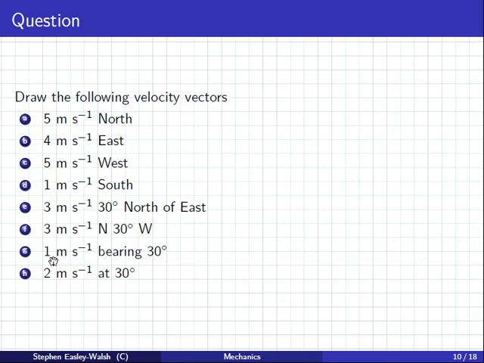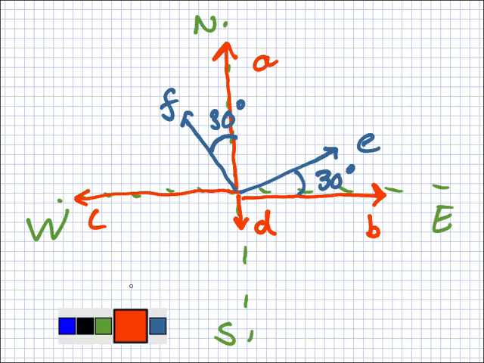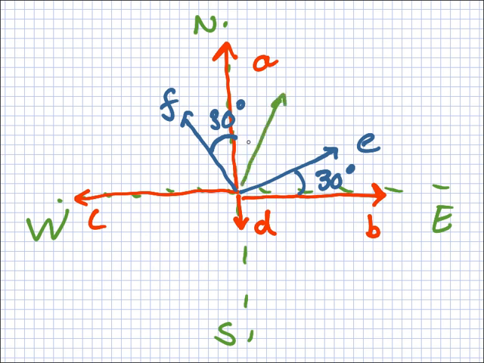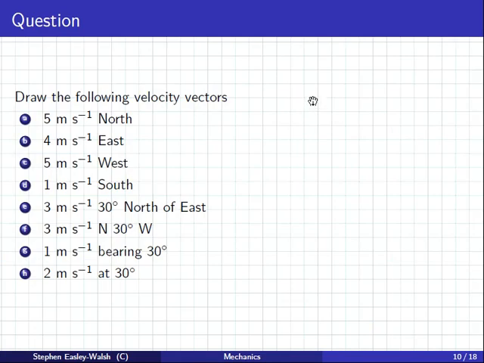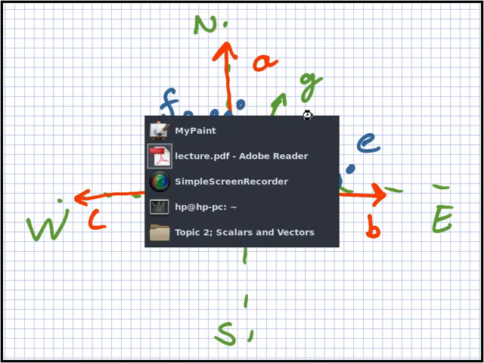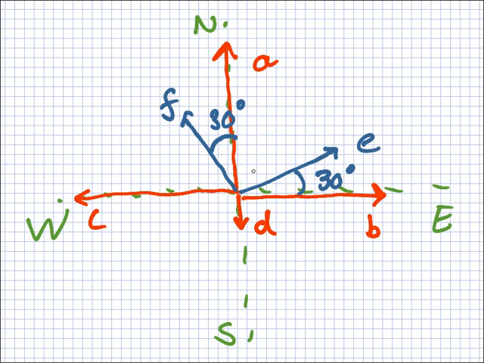Now, what about this one? Bearing 30. It's 30 degrees, so you start at north, and which way do you turn? To the right, very good. This is a bearing. Bearings measure from north and they go around like that. So this one here is 30 as well, is it? Yeah, G. And it's only 1 meter, so it should be more like down here, shouldn't it?